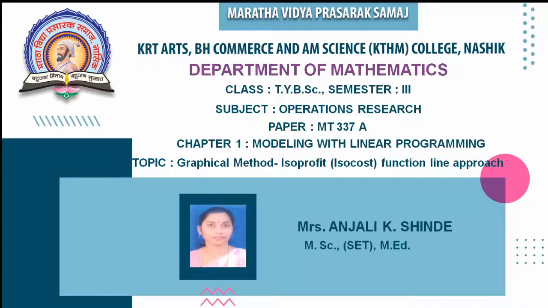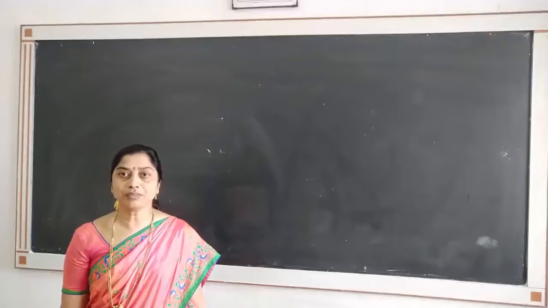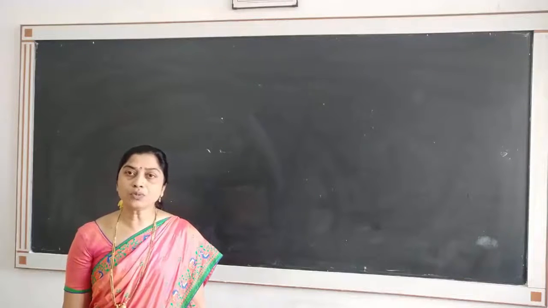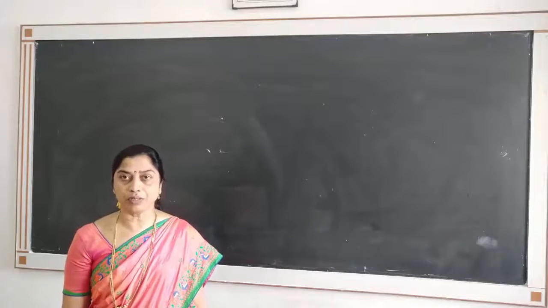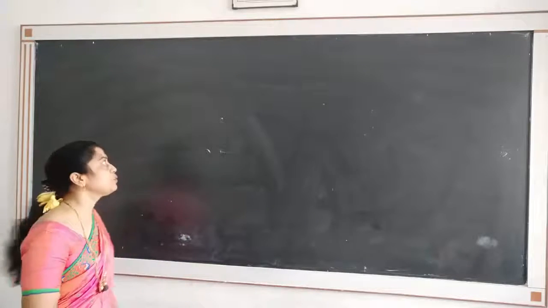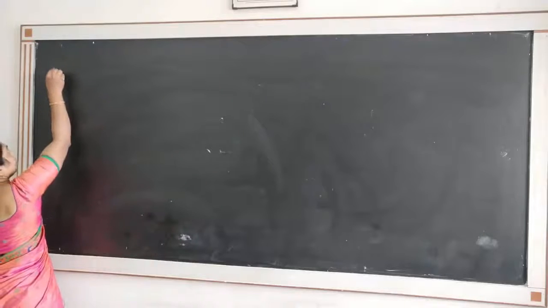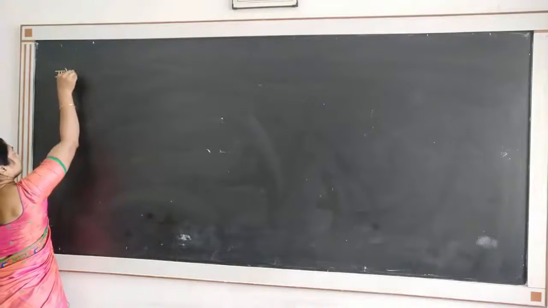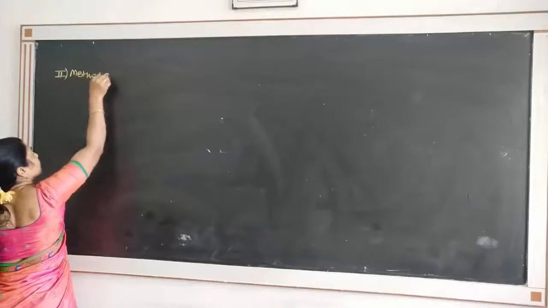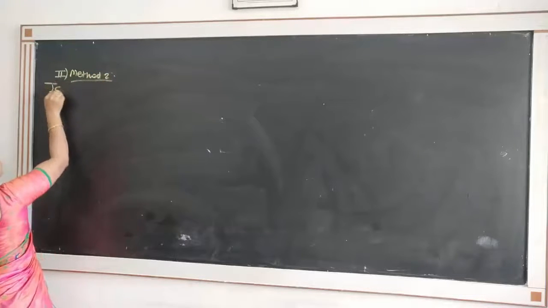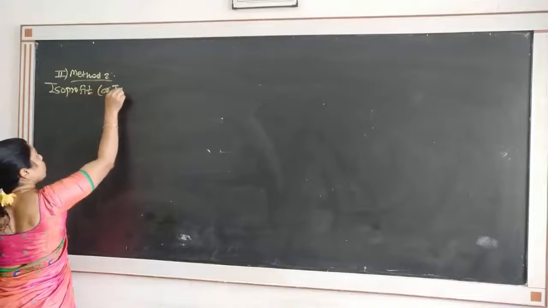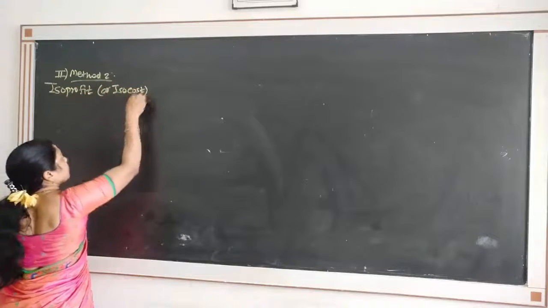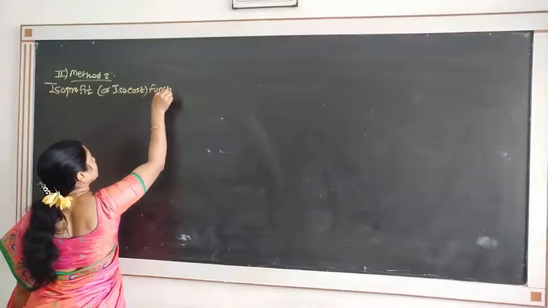Hello friends, in the previous lecture, we have studied how to solve LPP graphically. We have seen the first method in that, that is corner point method. Today, we are going to see the second method, that is isoprofit or isocost function line approach.